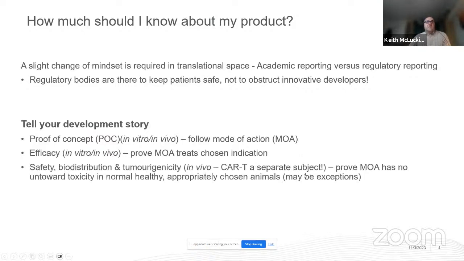And then finally, you go through the safety, biodistribution, and tumorigenicity modeling. This can potentially be in vivo, but CAR Ts are a separate subject anyway. So you prove your mode of action has no untoward toxicity in normal, healthy, appropriate chosen animals. Obviously, across the board, there may be exceptions, but that is generally what you are really needing to look into. So you need to look at on-target toxicity, off-target toxicity. If we're talking about some sort of cancer indication, you really want to look at on-tumor and off-tumor issues.